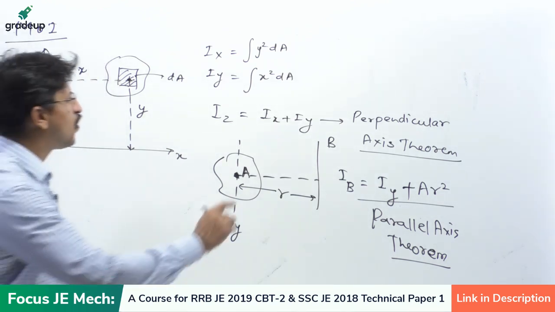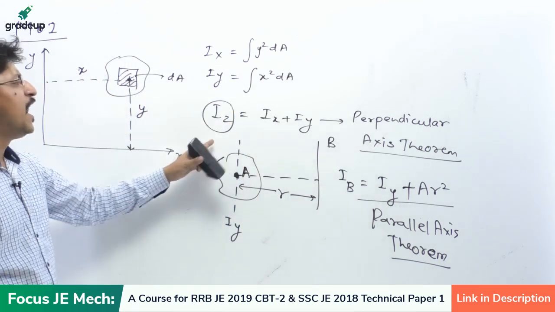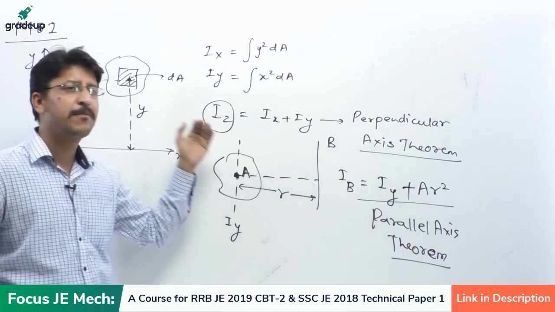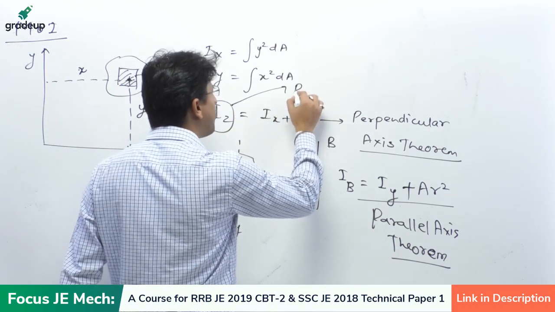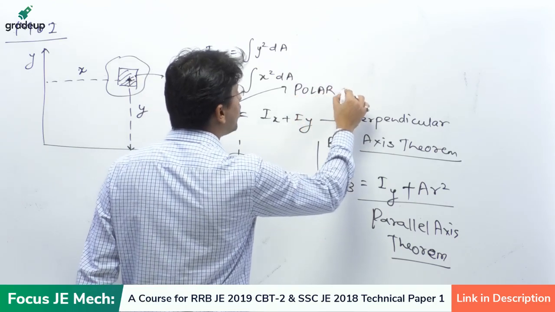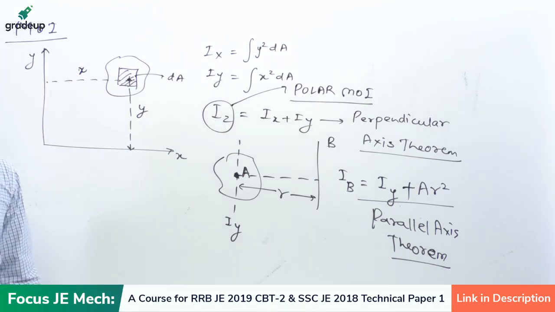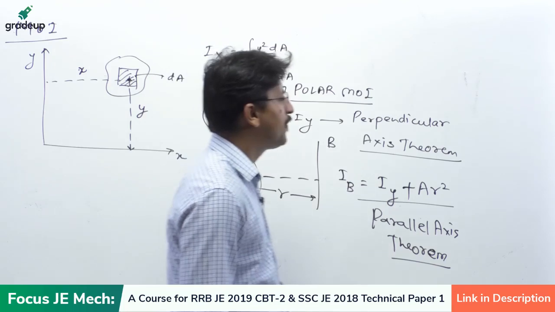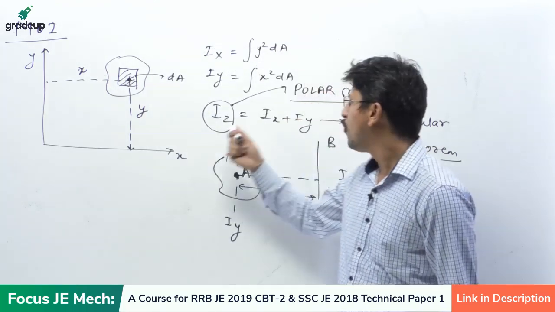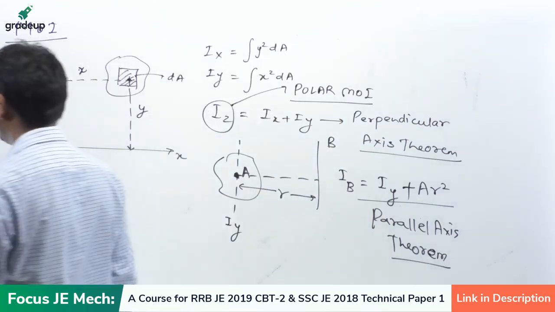And this is the moment of inertia of the body about any axis which is perpendicular to the plane. So this is also known as polar moment of inertia. Please remember, the moment of inertia of the body about any axis which is perpendicular to the plane of that body is known as polar moment of inertia. Please remember this. This is very important. Clear?